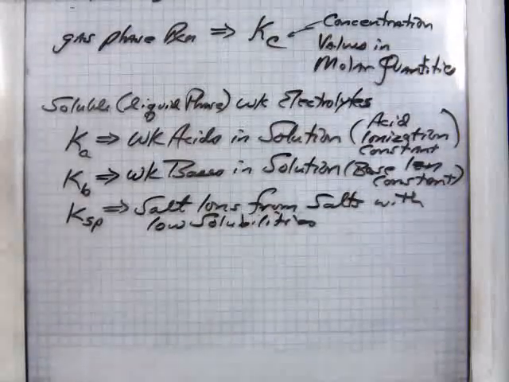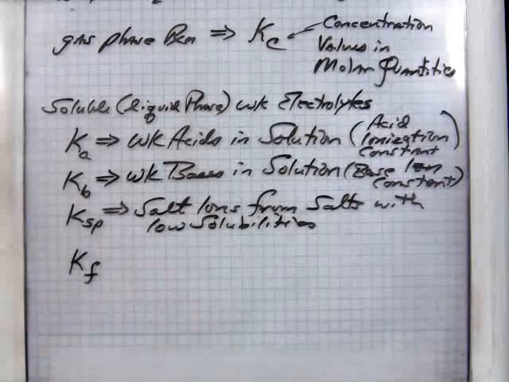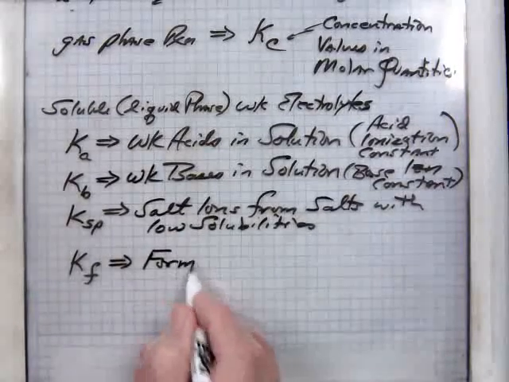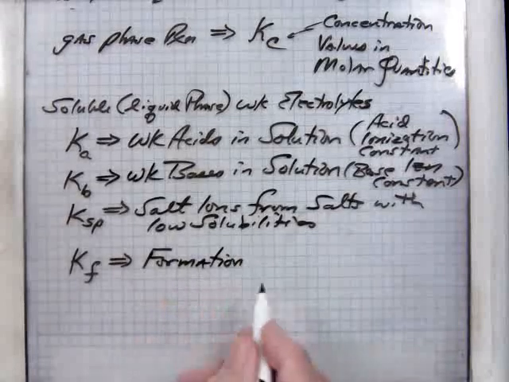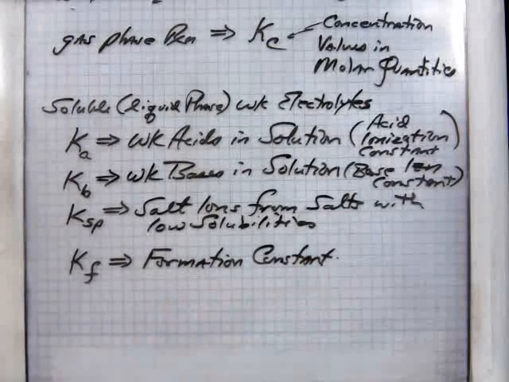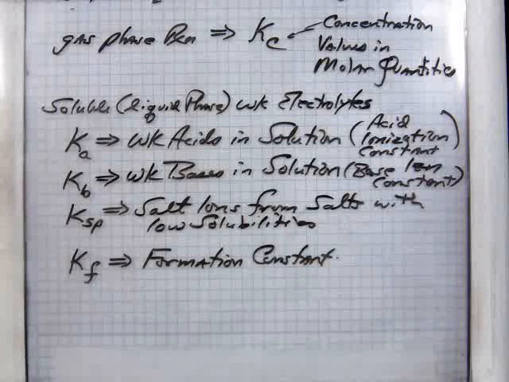You have some other terminologies, which are Kfs. That's a formation constant. So you're given a number that reflects its formation. When A and B come together, you have a number that says, okay, this does come together well or not. The size of the number is all you're interested in.